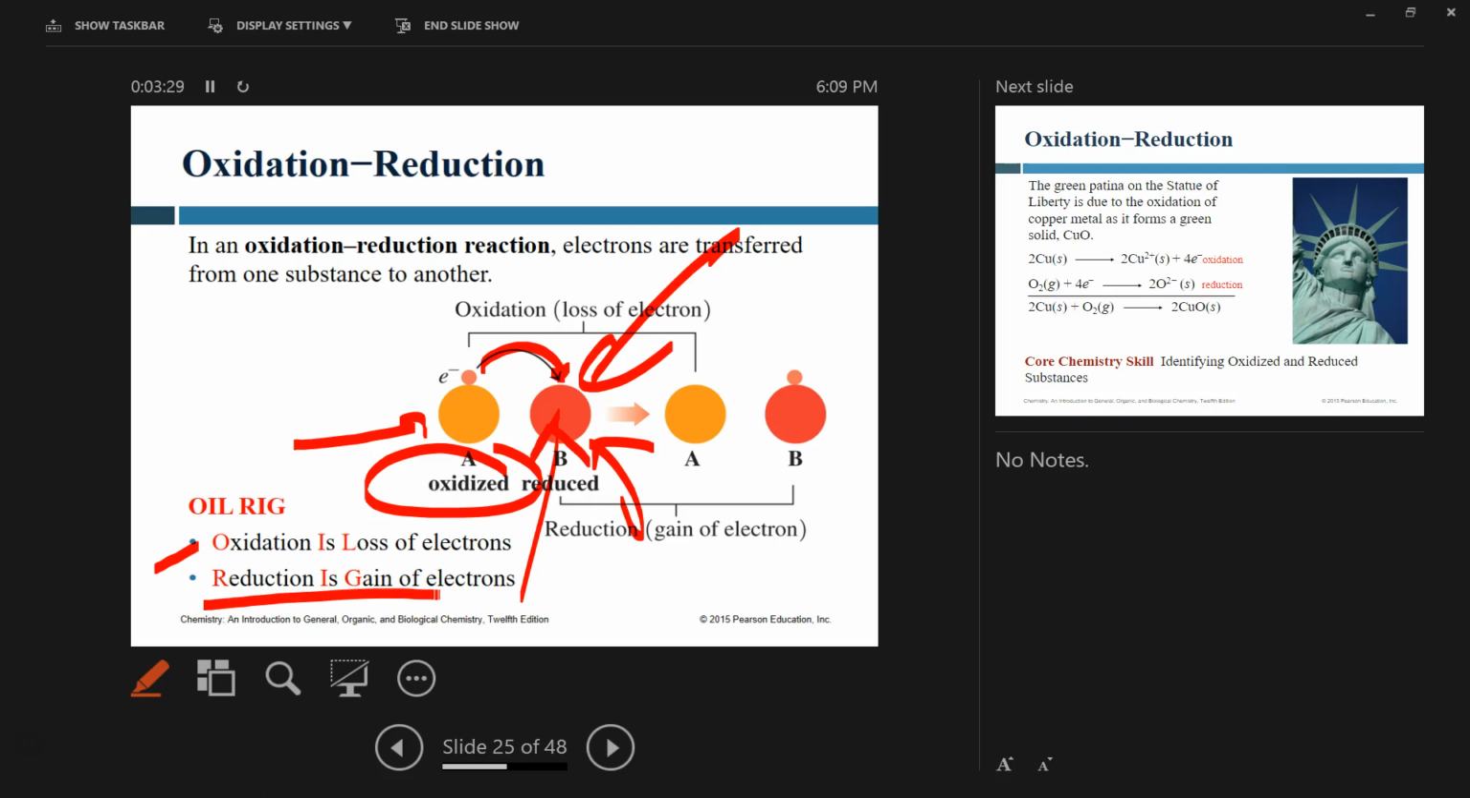So you see in the end, compound A does not have an electron. So A is oxidized and compound B is reduced. It gains the electron. So far, does that make sense? So again, when a compound is oxidized, it loses the electron. When a compound is reduced, it gains the electron.